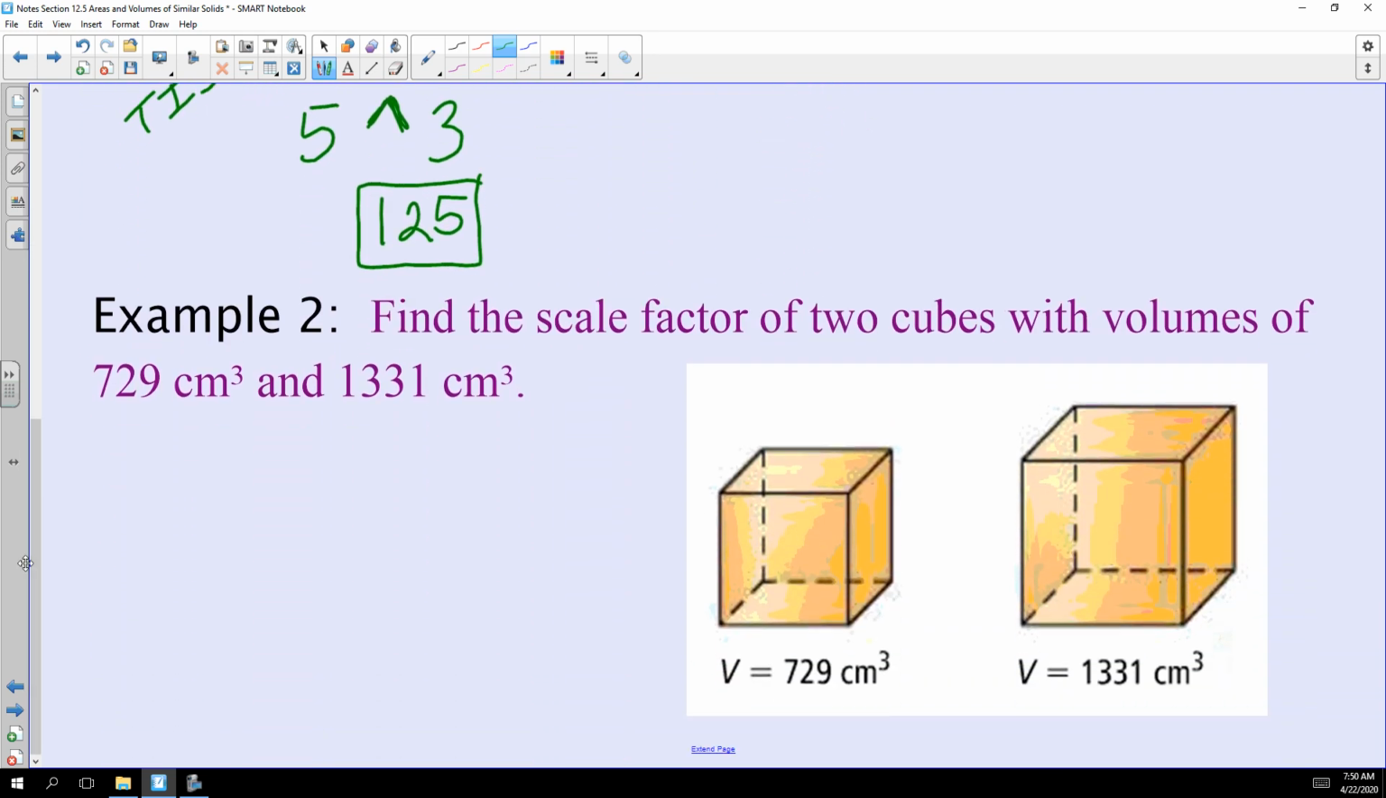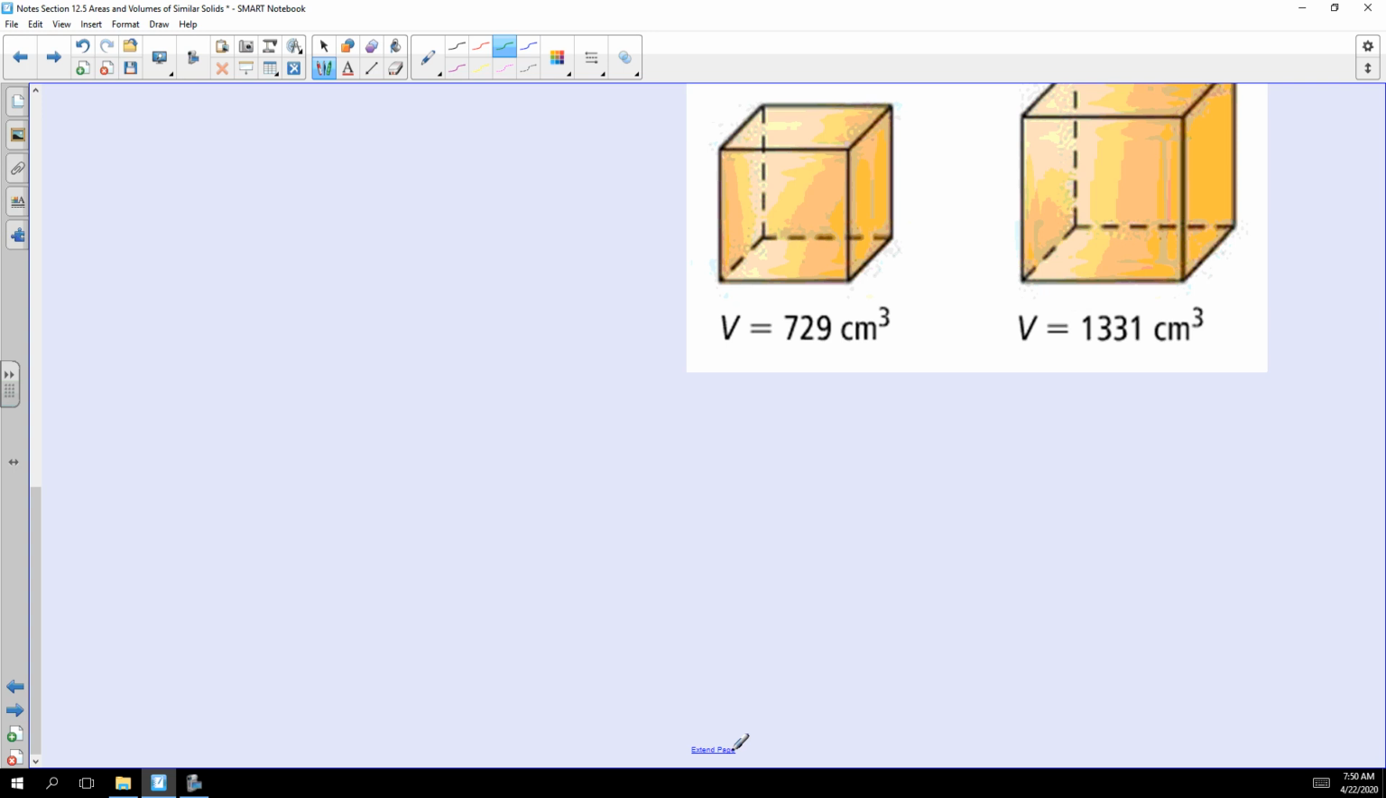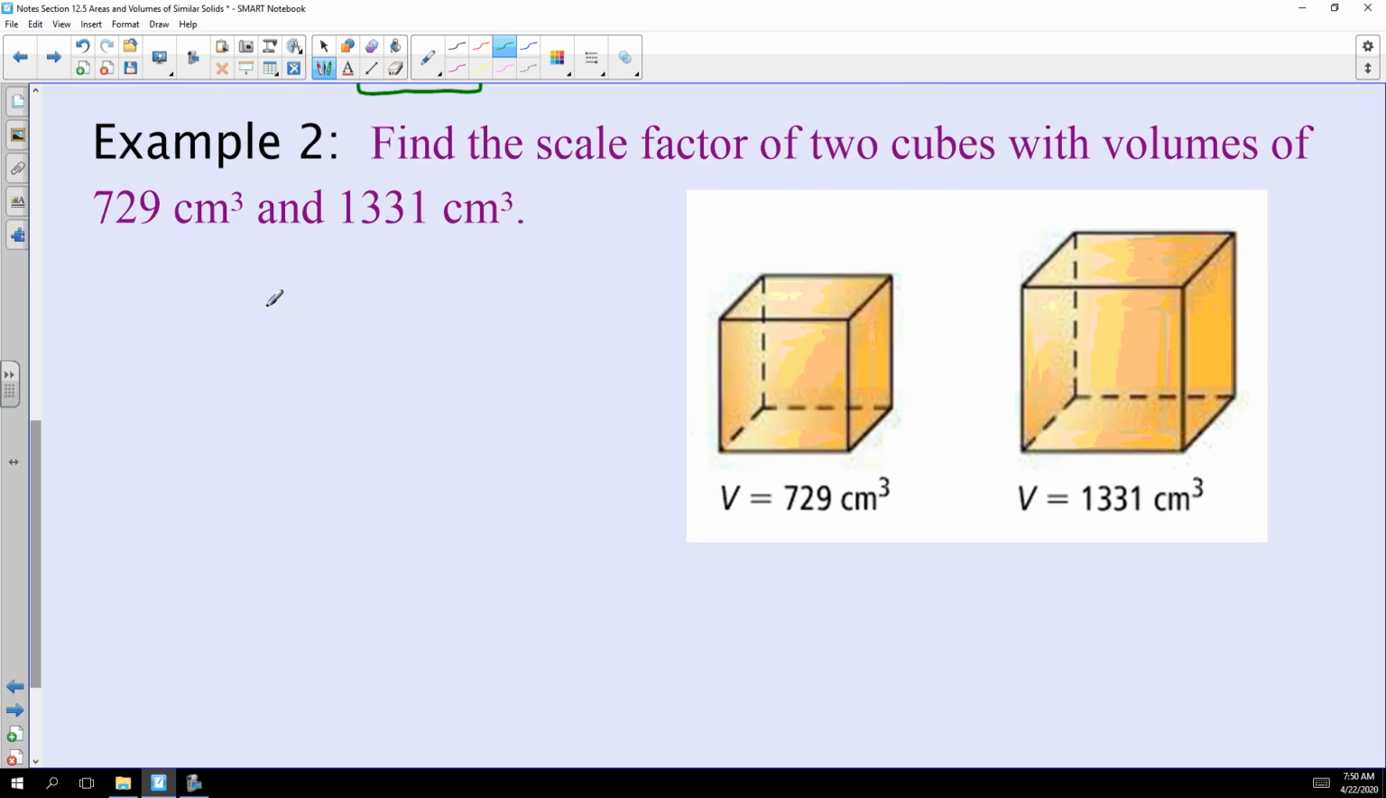All right, so we're going to find the scale factor of 2 cubes with a given volume of 729 centimeters cubed and 1331 centimeters cubed. So we're going to compare 729 to 1331. Sometimes one of the first things I'll do is try to reduce that fraction and see if they are divisible by the same amount. And in this case, they're not. When I check that on my calculator and try to reduce that fraction, they're not.